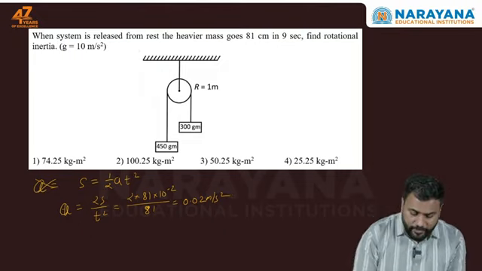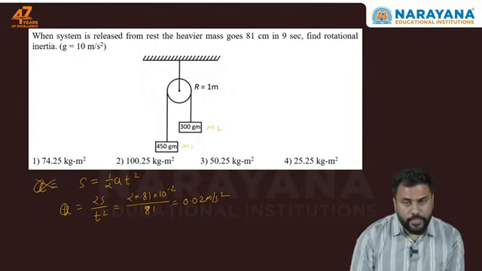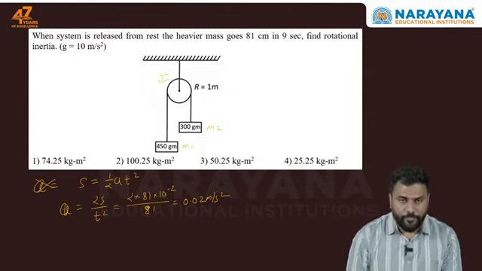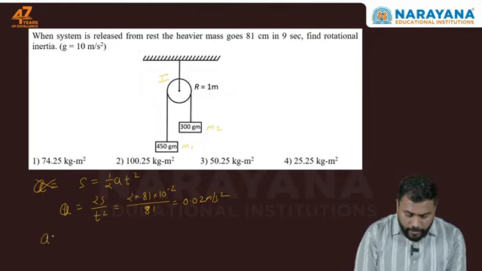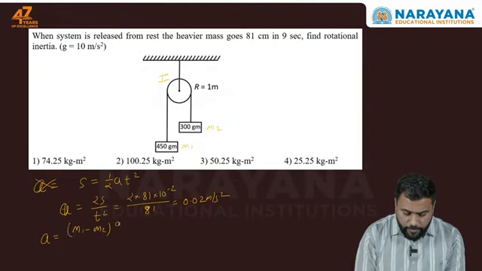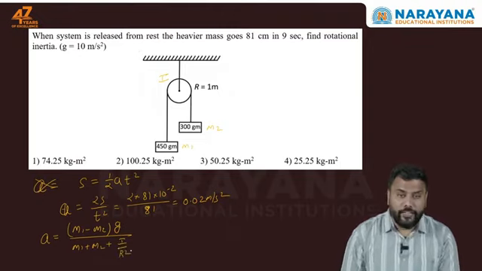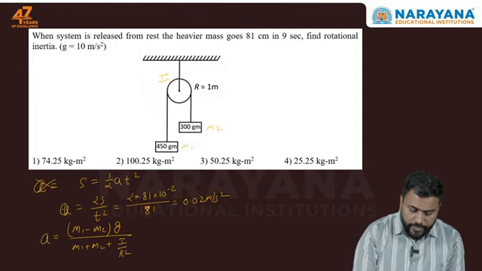Now for this system, let's say the 450 gram mass is m1, the 300 gram mass is m2, and the moment of inertia of the pulley about its central axis is, let's say, I. From our rotational knowledge, the system's acceleration should be given by (m1 minus m2) g upon (m1 plus m2 plus I by r square). You can easily derive this expression by the force balance equation also.